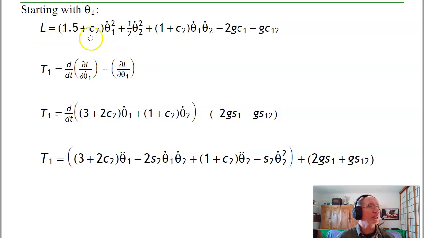Starting with theta 1, here's my Lagrangian. Take the partial with respect to theta 1 dot, and here's the theta 1 dot right here. That gives you 2 times 1.5 plus cosine theta 2, theta 1 dot. Nothing. Here's the theta 1 dot. 1 plus cosine theta 2 dot. And that's it for theta 1 dots. Minus the partial with respect to theta 1. Again, there's nothing here, nothing here, nothing here. There's a theta 1. Derivative of cosine is minus sine. Minus 2g sine theta 1.